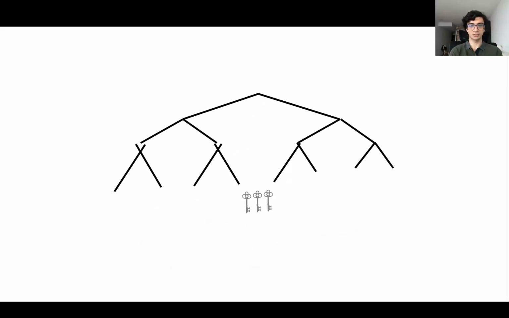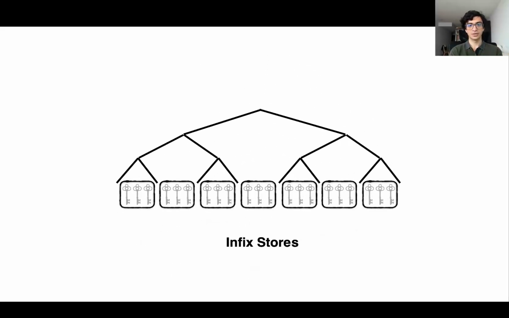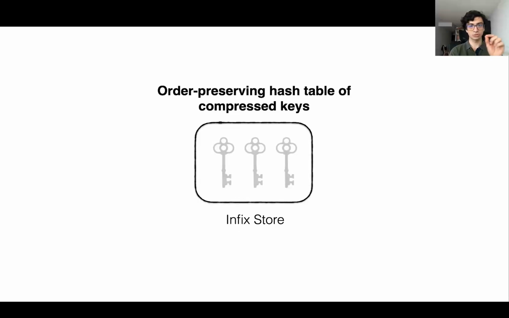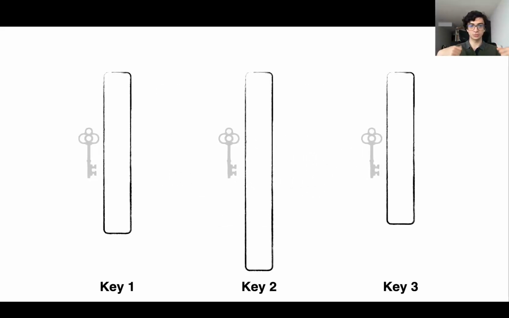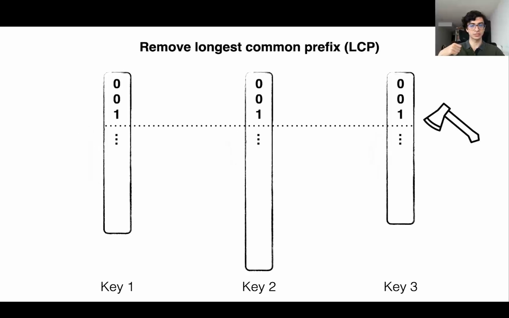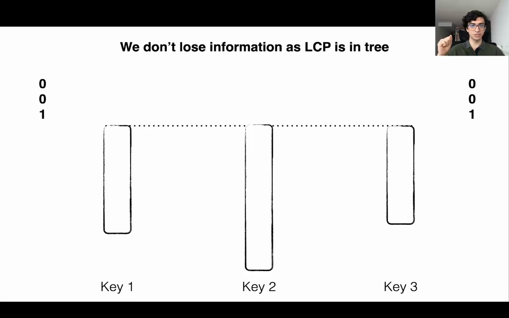We do this by designing data structures we like to call infix stores. An infix store is an order-preserving hash table of compressed keys. That's a bit of a mouthful, so let's dissect it. An infix store compresses the keys it's working with by first removing their longest common prefix. In doing so, we don't lose any information, because the longest common prefix is already encoded in the tree. It also ties back to how we're able to store more fine-grained information for dense regions of the key space versus sparse regions. This is because the longest common prefix is longer for dense regions of the key space, whereas it's shorter for sparse regions.